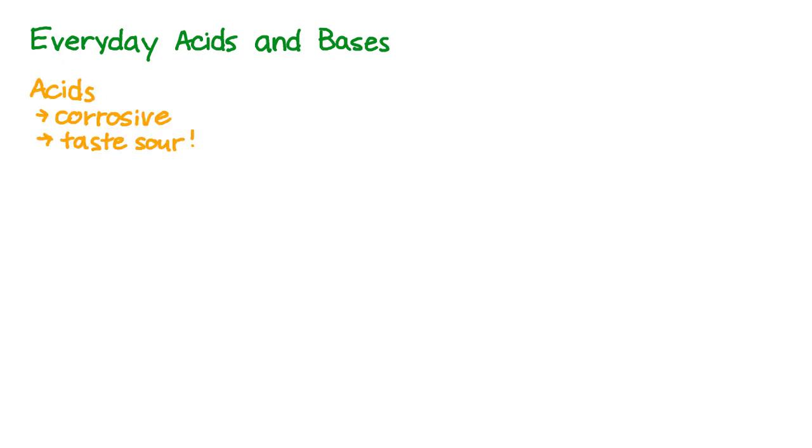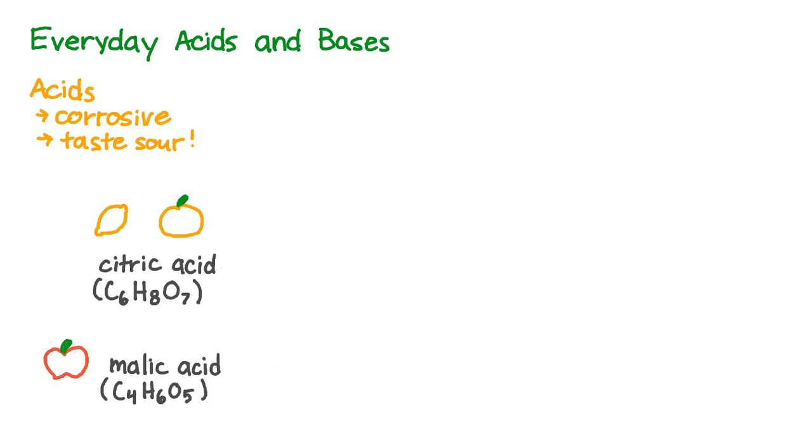Acids are well known for being corrosive to the skin, but they also have a sour taste. For instance, citric acid is what gives lemons and other citrus fruits their characteristic sour flavor. And acids in general are pretty commonly found in foods.